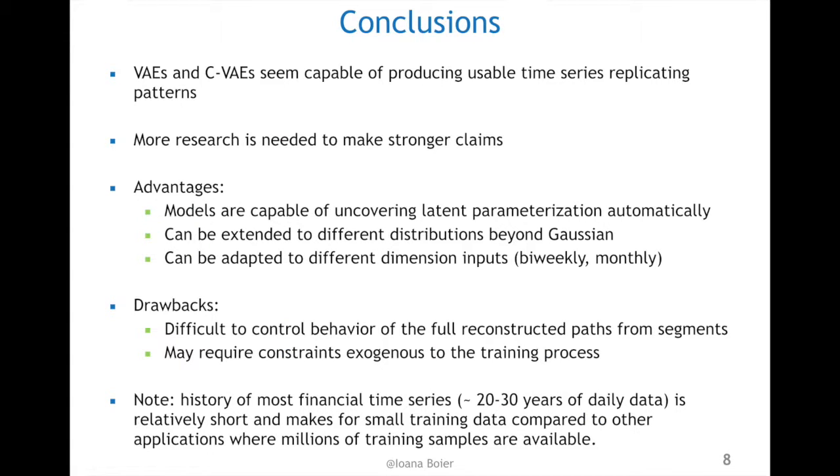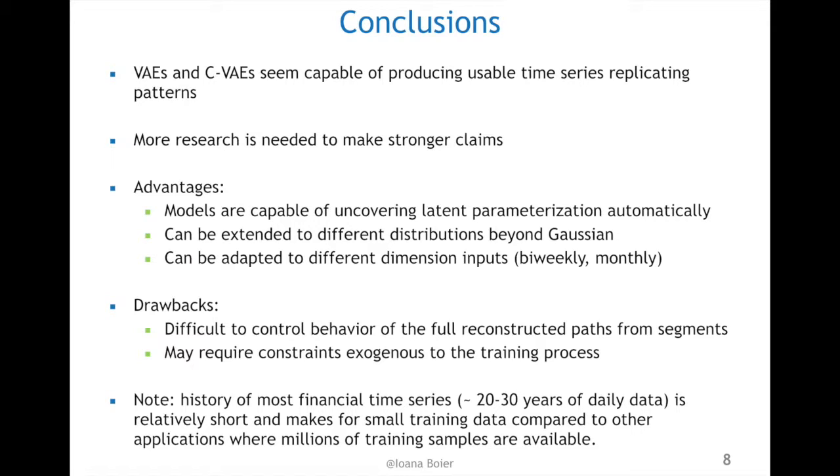In conclusion, variational autoencoders show good promise for the synthesis of simulation paths. However, more work is needed to better quantify generated path properties and to enforce global constraints. The appeal of using variational autoencoders lies in the fact that they are capable of uncovering latent probabilistic parametrizations automatically.